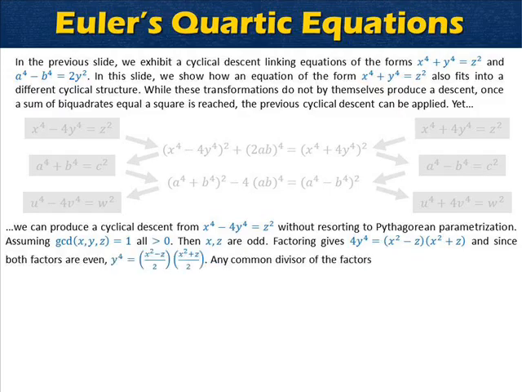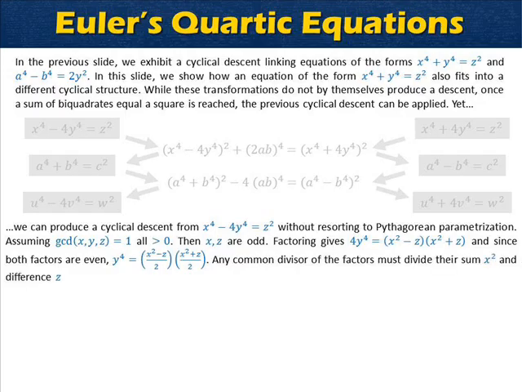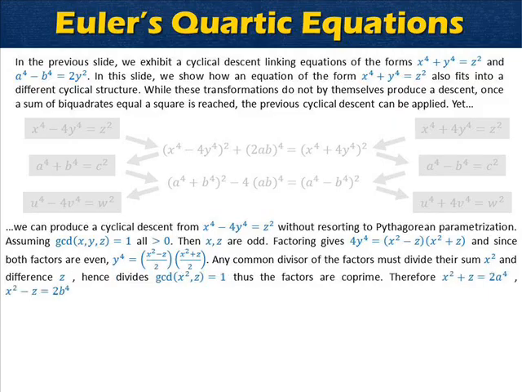Any common divisor of these factors must divide their sum x squared and difference z squared. But since x squared and z are coprime, then the factors are coprime too, and each one is a 4th power. Therefore, we write x squared plus z equals 2 times a raised to the 4th, and x squared minus z equals 2 times b raised to the 4th, giving a raised to the 4th plus b raised to the 4th equals x squared, with a, b, and x coprime, and a and b of opposite parity.